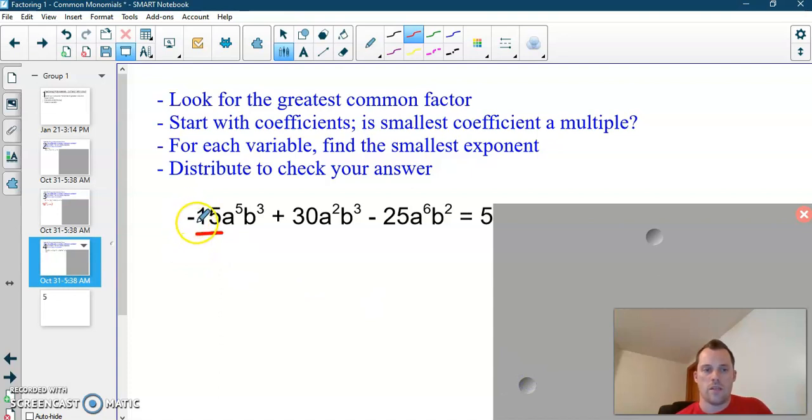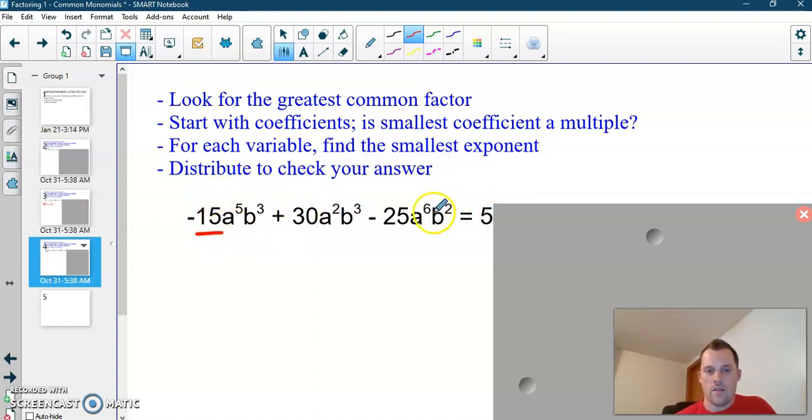And you might see this negative here and think about factoring out a negative. You could factor out a negative. That could make it more simplified, but a lot of times it just makes it messier when we are dealing with negatives there. So unless every term is negative, we probably don't want to factor out a negative. So this term is going to stay negative.